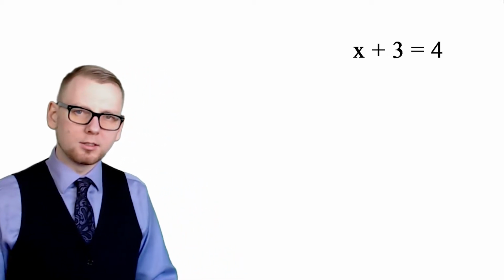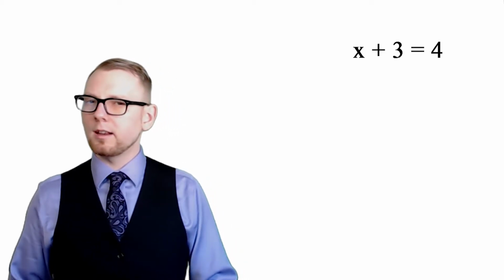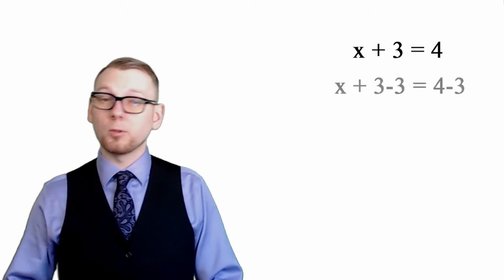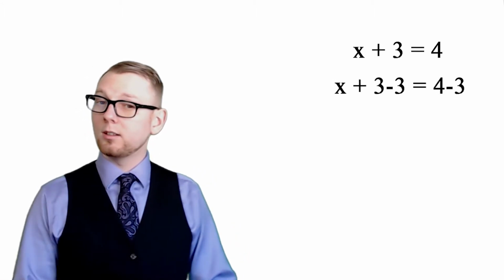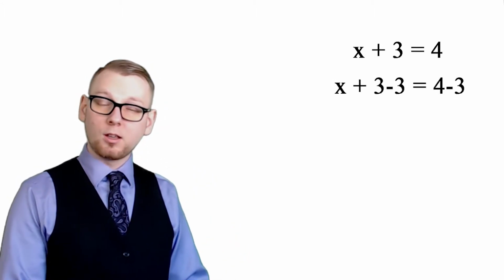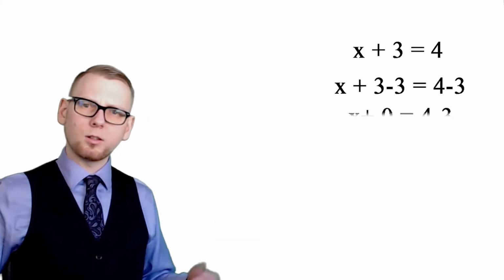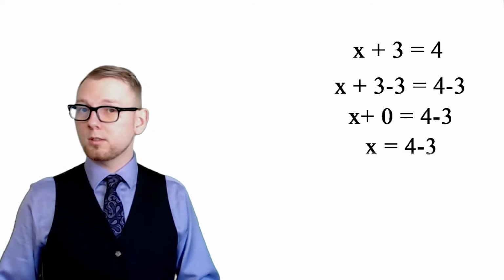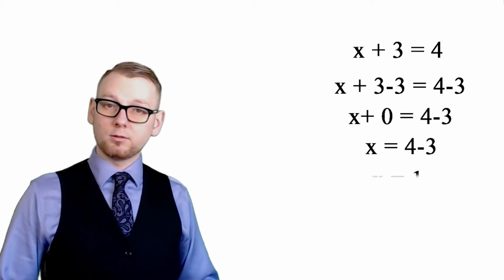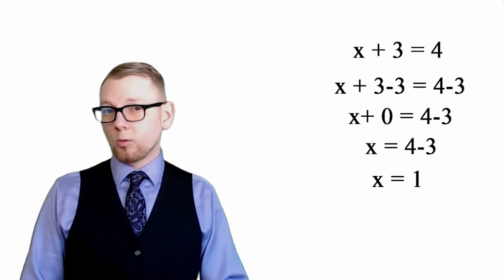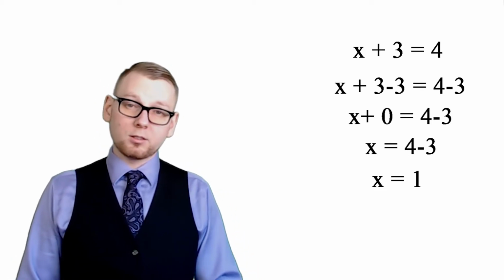Let's start with a simple one like x plus 3 is 4. If x plus 3 is 4, we want to get x by itself. Let's start with taking away 3 from both sides, because we want to make sure whatever we do on the left is the same as what we do on the right. Taking away 3 from both sides gets rid of those 3's. Then we would have just x plus 0, which is just x. So we have x equals 4 minus 3, so x equals 1.